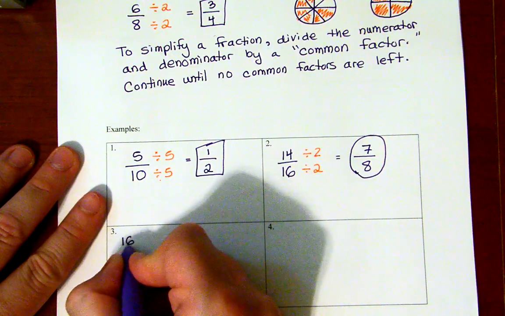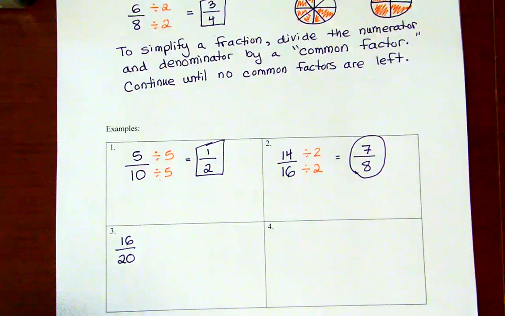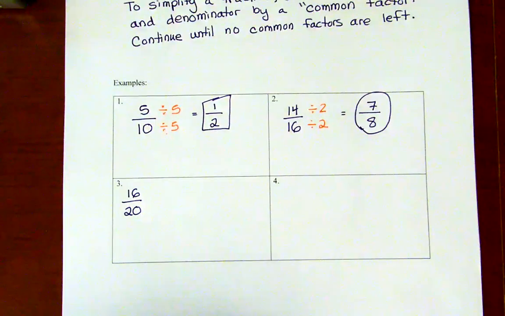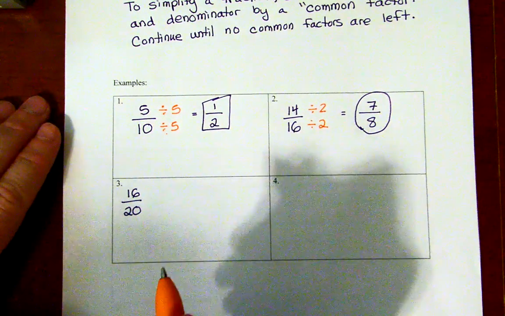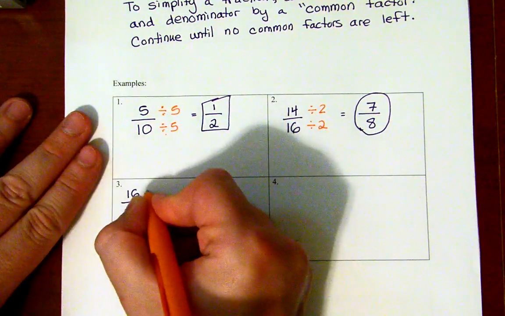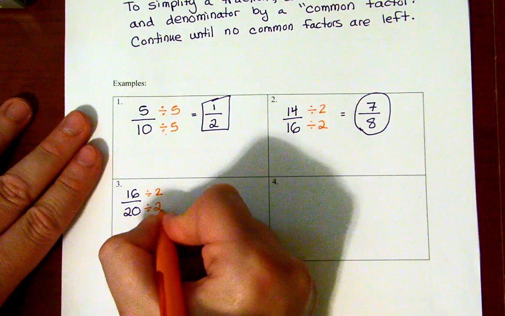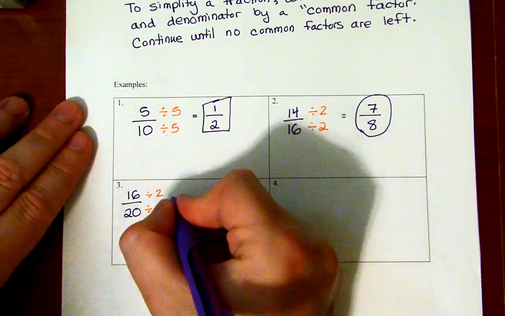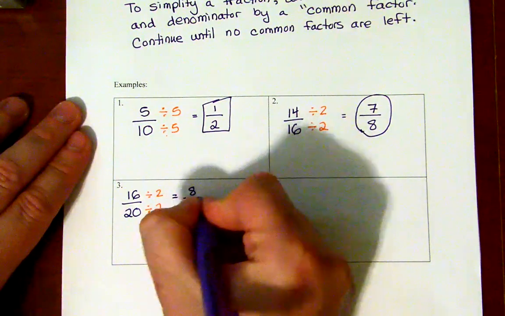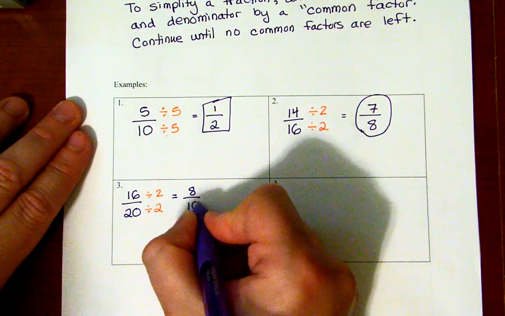Let's take a look in number 3 at 16 over 20. What can you divide 16 and 20 by? Well, if you said 2, you're absolutely right. If you said something else, you might be right as well. Hold on to that for a moment. But what I'm going to do is I see that they're even numbers. I'm going to go divide the top and the bottom by 2. 16 divided by 2 is 8. And 20 divided by 2 gives me 10.